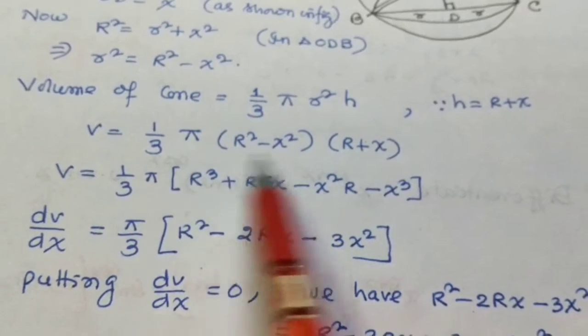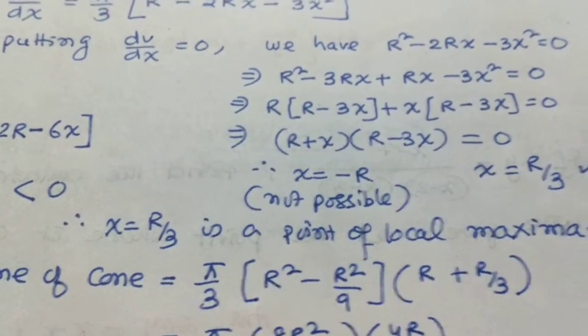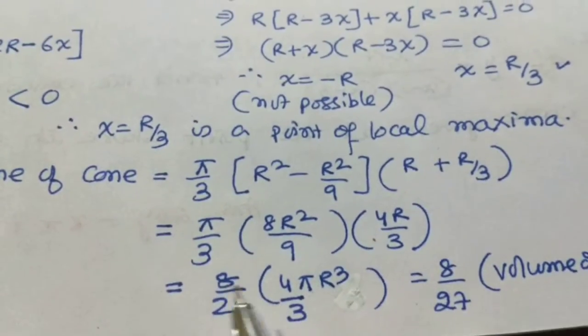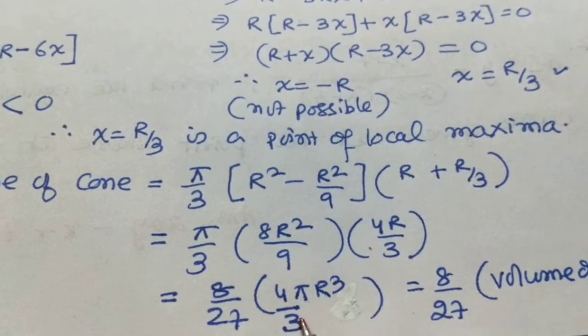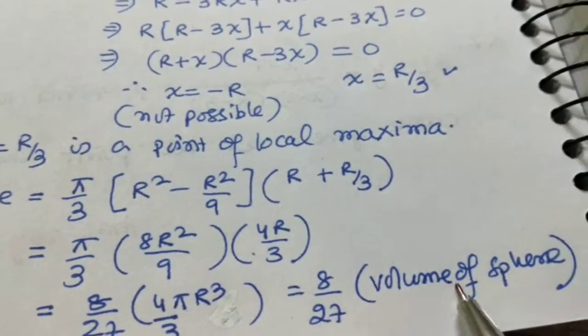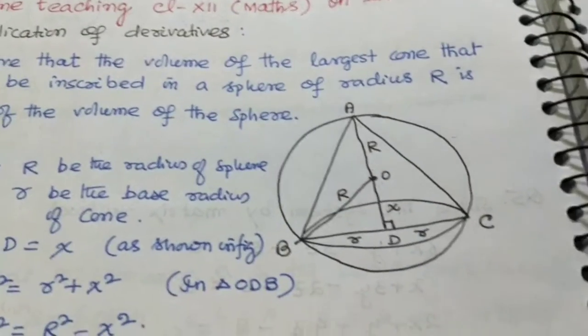Now, that is a point of maxima, so for the volume of the cone we put x as R upon 3. Then we calculate this: take the LCM and calculate. You get 8 upon 27 times 4/3 pi R cubed, and this is nothing but the volume of the sphere. So the volume is 8 upon 27 of the volume of the sphere. This is the way of attempting these kinds of questions.